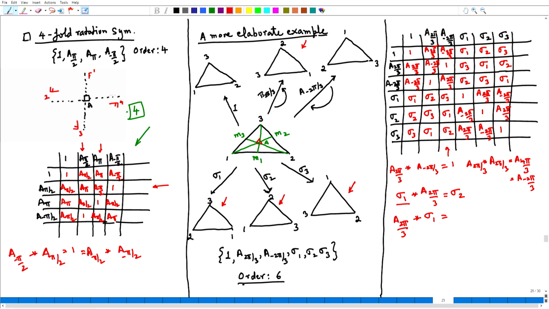Now, one thing we can realize, suppose I look at this particular cell which I did not fill, sigma 1 followed by A 2 pi by 3, this was sigma 3. Now, realize that these two operations, when I change the order, they are not equal. So, this is a sign that this is a non-abelian group, that is, the commutative property does not hold.